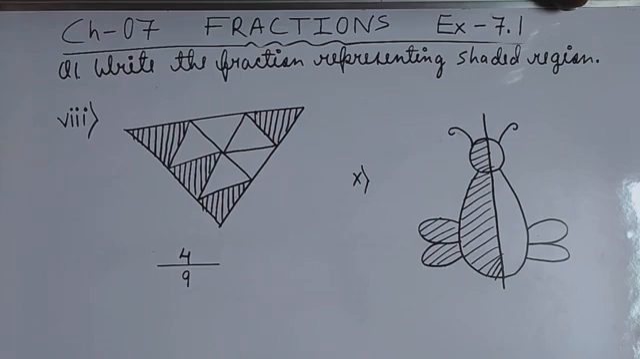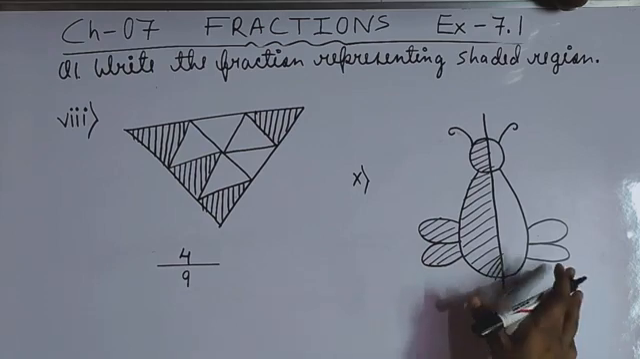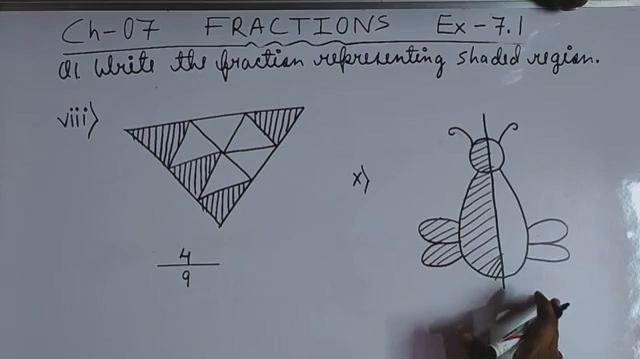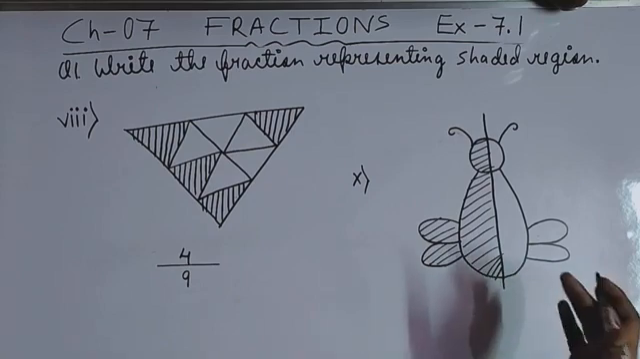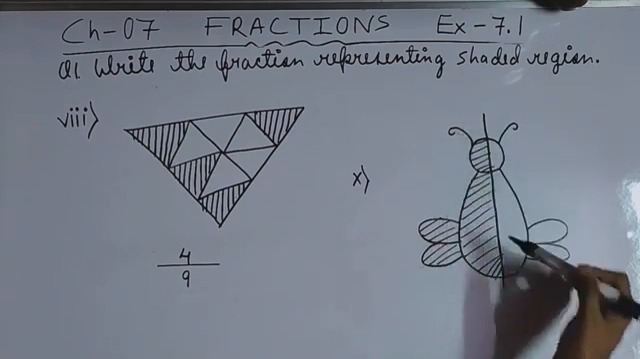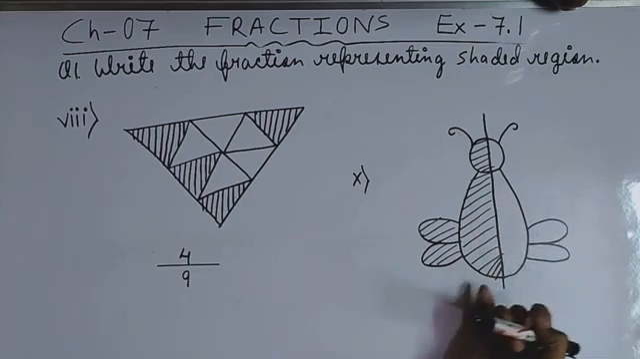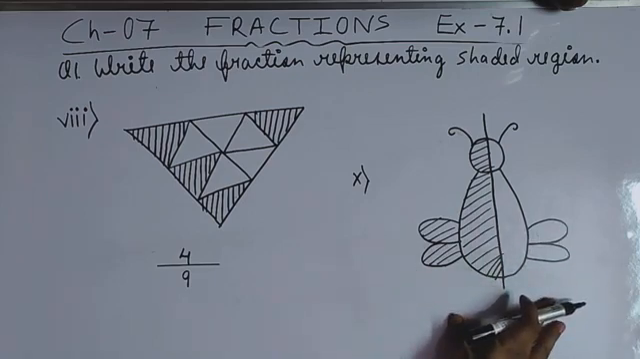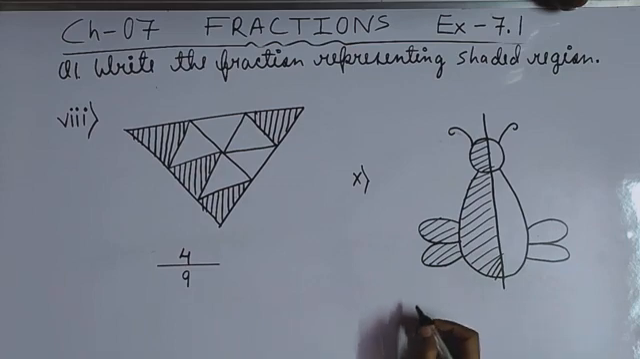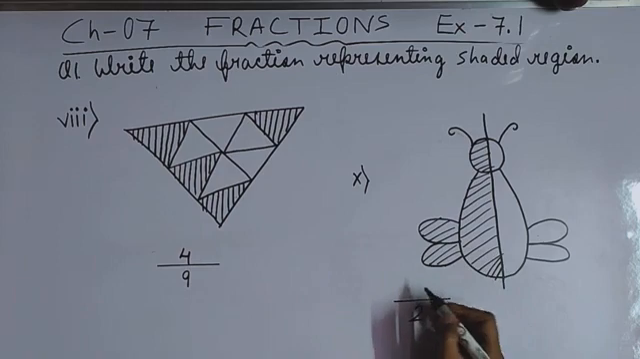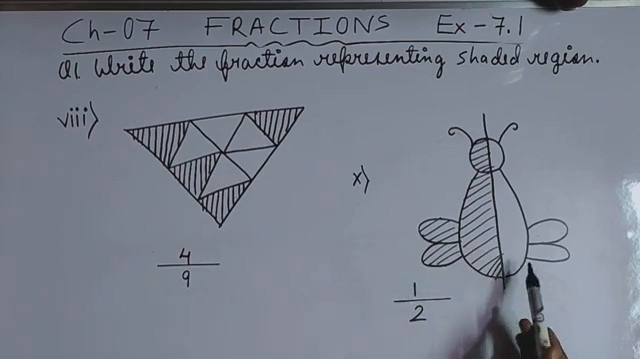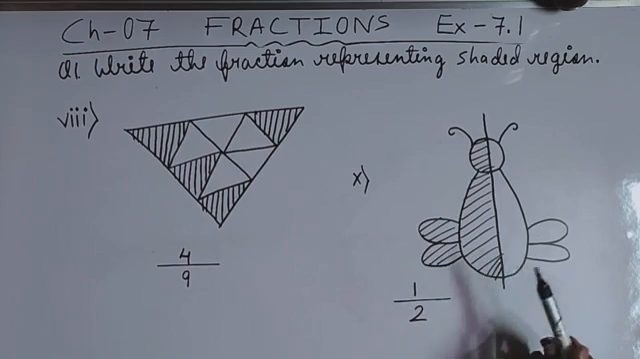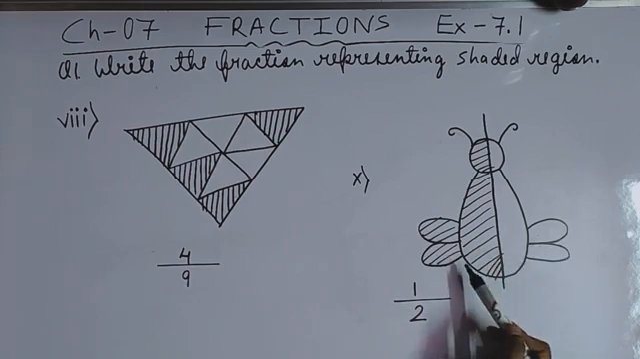Now we will move to the next part of your question number 1. In this, an insect is given to you, and this insect has been divided into two equal parts with this line, one on the right side and the other on the left side. Total कितने parts में divided है बेटा, two equal parts में. और कितना part shaded है, only a single part is shaded. So the shaded region will be represented by 1/2.